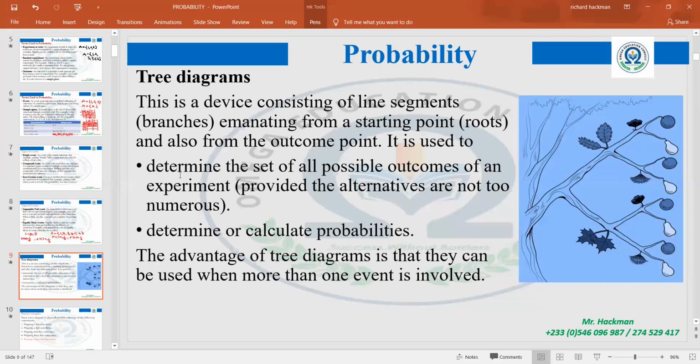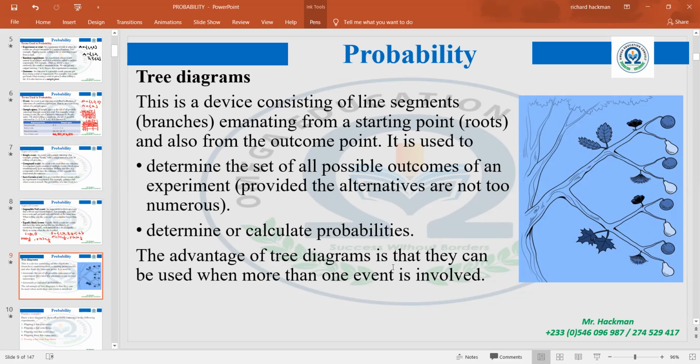On further studies, which is outside your scheme of work in SHS, you will be taught how to determine probabilities using the tree diagram. So the advantage of the tree diagram is that it can be used when more than one event is involved. So if I'm dealing with an experiment that involves more than one event, what type of event am I looking at here? Compound event, perfect.